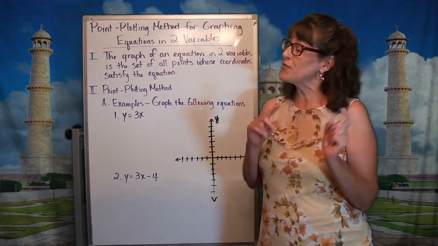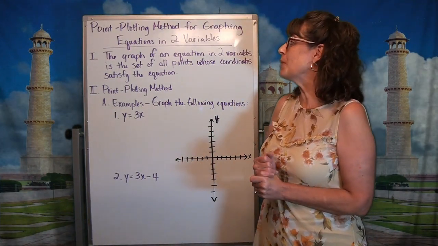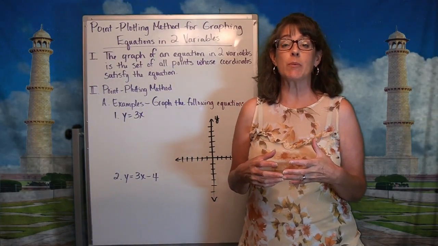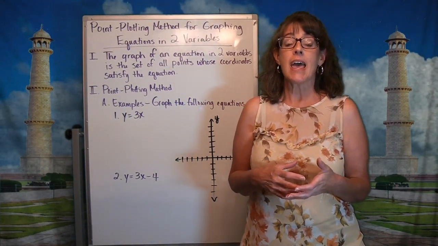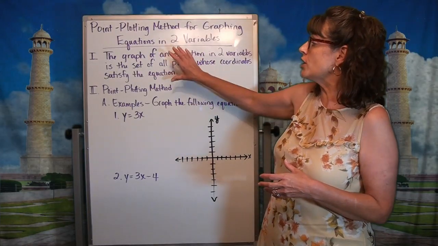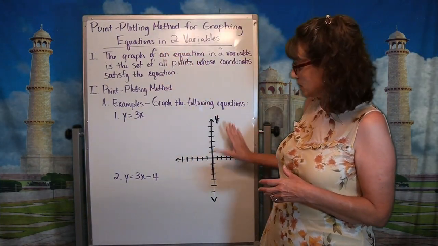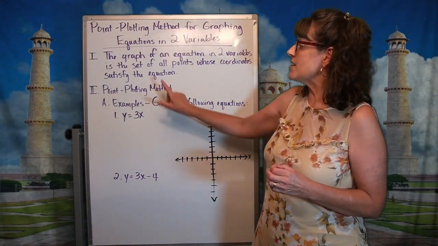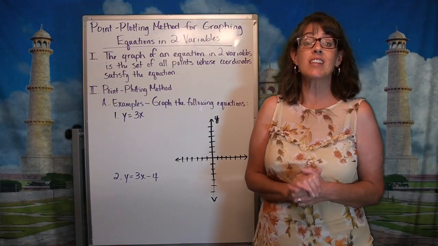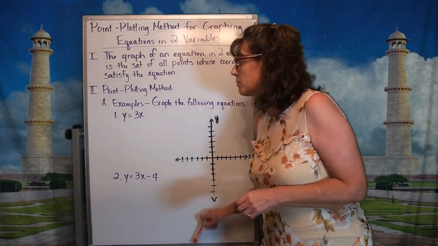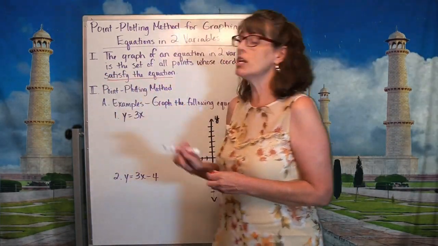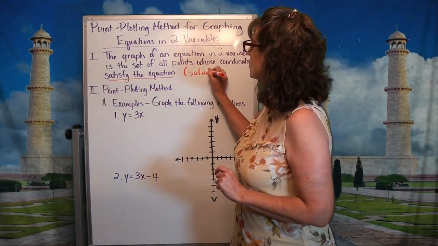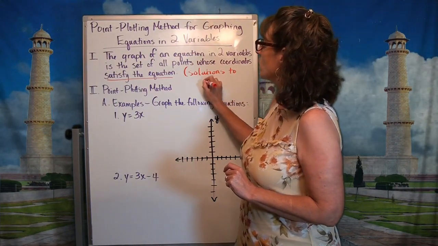Okay, well, let's float our way or sink our way into the point plotting method for graphing equations in two variables. So we've looked at this idea of being able to determine solutions to equations. And that's important because when we look at the graph of an equation, in other words, the picture of an equation in two variables, that graph is the set of all points whose coordinates satisfy the equation. And that's very important because this idea of satisfying the equation means that they are solutions to the equation. So I'm going to go ahead and add that in there, solutions to the equation.